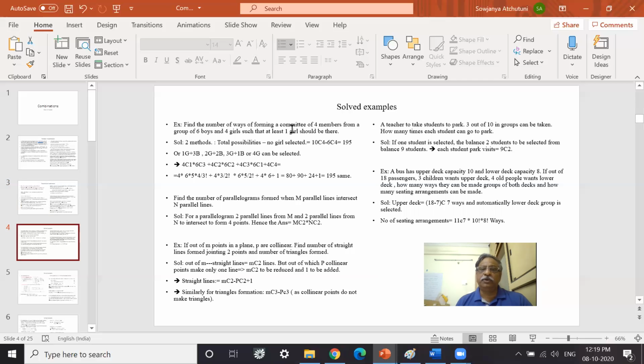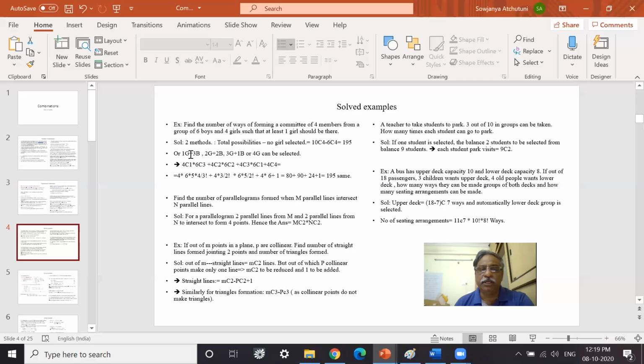We do this in probability problems too. At least one girl, at least one red ball: we see no red ball and subtract from the universal set. Here also we are making a universal set. What are the universal possibilities? 4 from 10, 10C4. And for no girl, we have 6C4, 4 selected from the 6 boys only. So 195. What is the second method here?